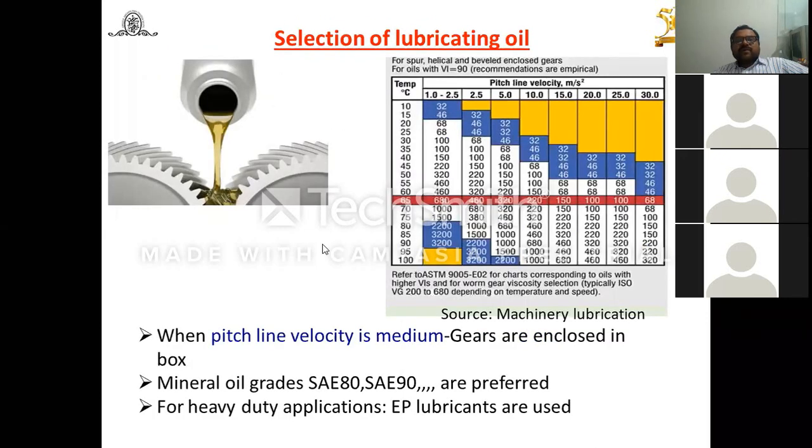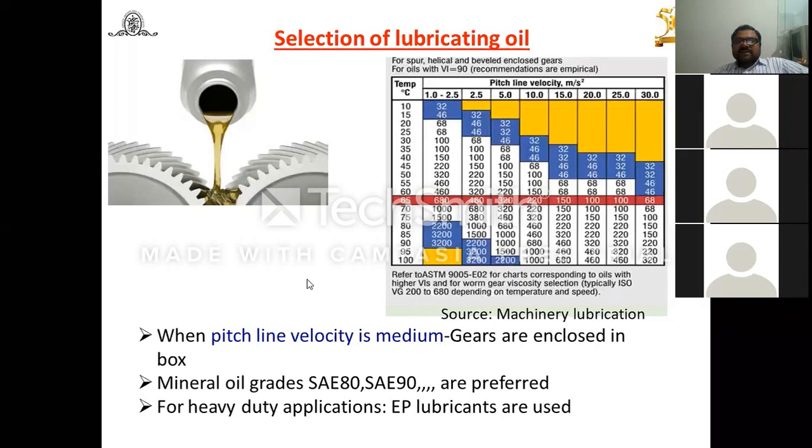Then another important point which remains is the selection of lubricating oil. Again, in many books or Mitra's book, you will find a simple way. The pitch line velocity plays an important role. If the pitch line velocity is medium, meaning up to 10 meter per second or 10 to 15 meter per second, gears are enclosed in a gearbox, and at that time we are going to use oil. Otherwise, grease or semi-solid or solid lubricants are sufficient to take care of the gearbox.